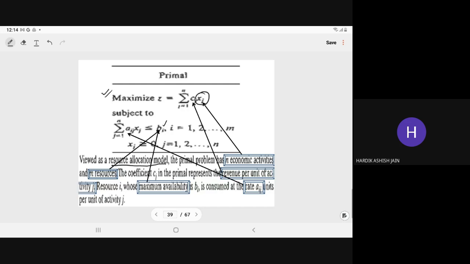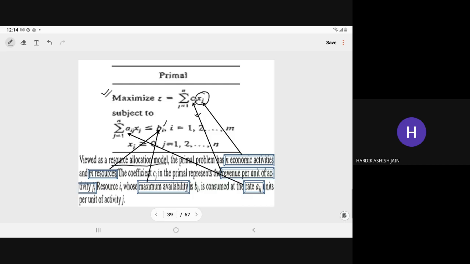The coefficient Cj in the primal is the revenue per unit of activity. So what is this Cj? This Cj is the unit profit you are getting in selling the exterior paint, the unit profit you are getting in selling the interior paint. So here we have the revenue per unit of activity.